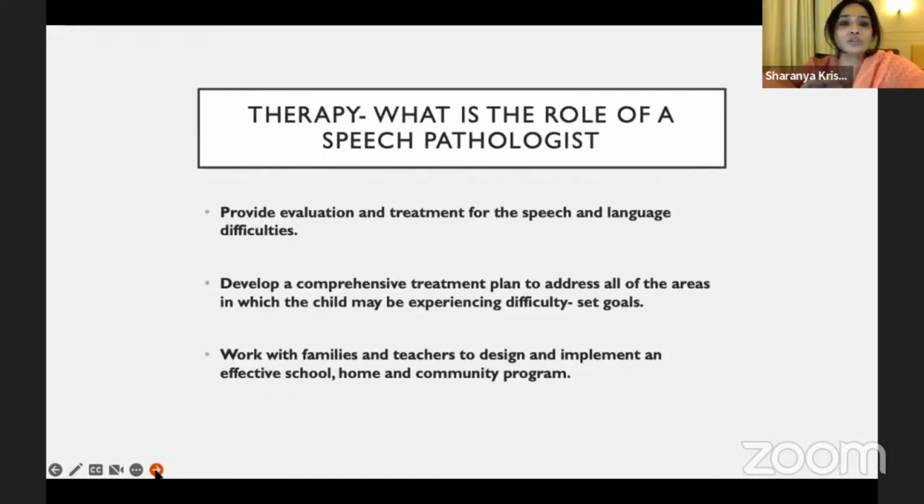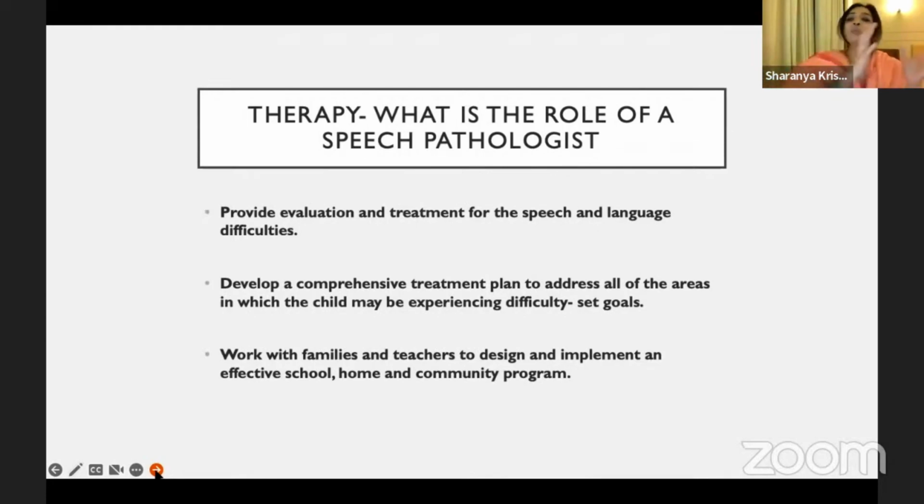And moving on to therapy, what is the role of a speech pathologist? What do we do? What is expected of us? What is required of us? We provide evaluation and treatment for the speech and language difficulties. So you evaluate, you diagnose, you list down the difficulties, you assess the child, and set a baseline or a goal. Develop a comprehensive treatment plan to address all of the areas in which the child may be experiencing difficulties, and your goal plan should cover all of it.